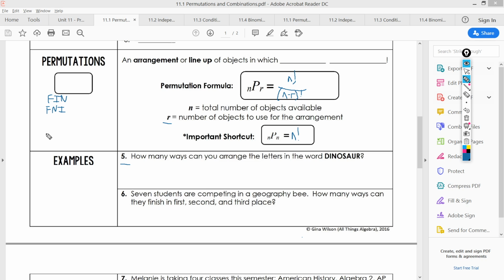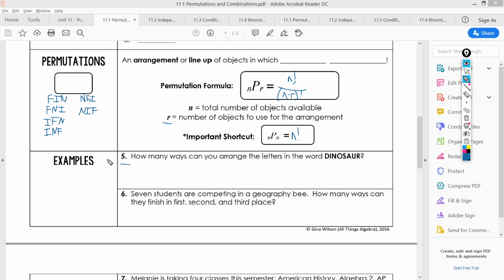And I could also put the I first. If I put the I first, I could do F then N. If I've already chosen the I first, I can flip the F and N and do N then F. And if I choose the N first, I can do F then I. But I can also do N, then I, then F. So I think those are all the combinations, right?